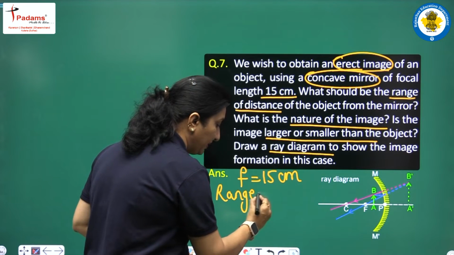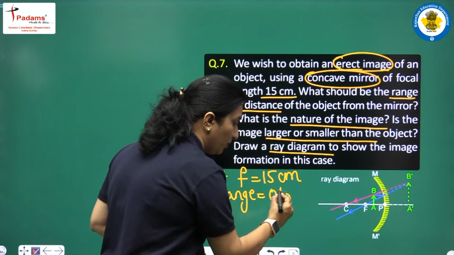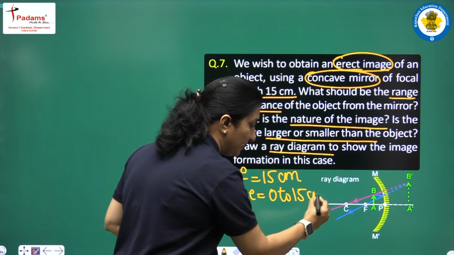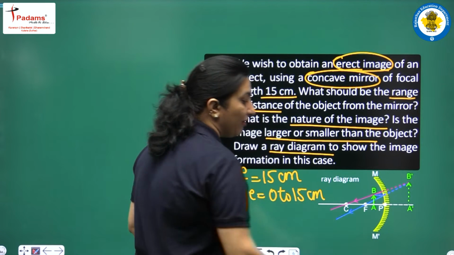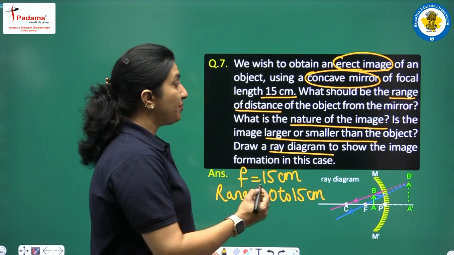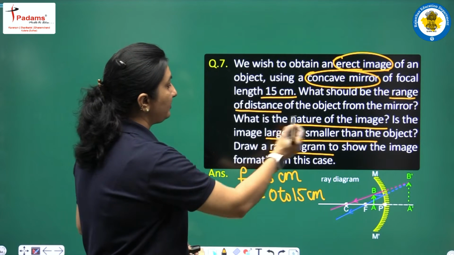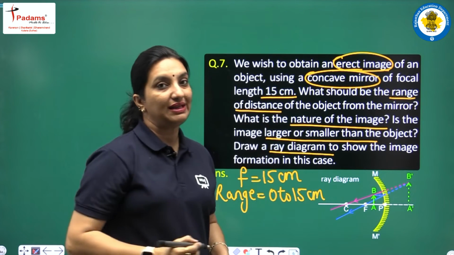The range will be 0 to 15 centimeters, that is between the pole and the principal focus. The next part which is asked is, what is the nature of the image?